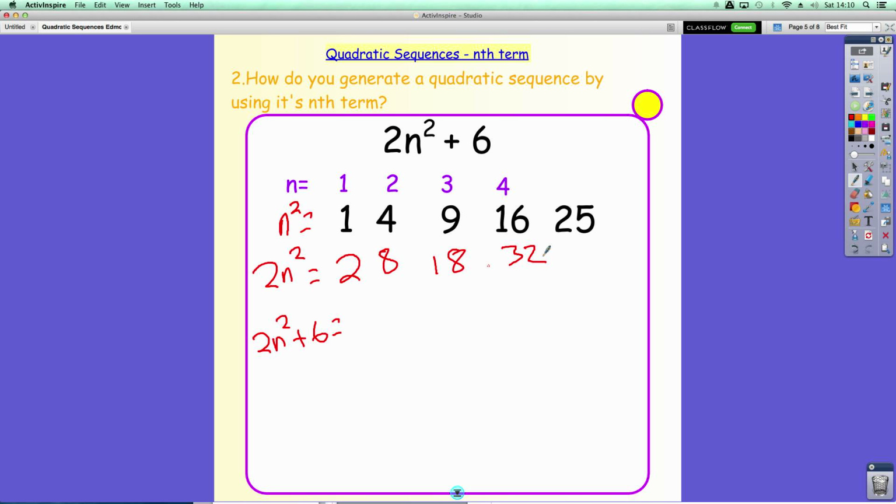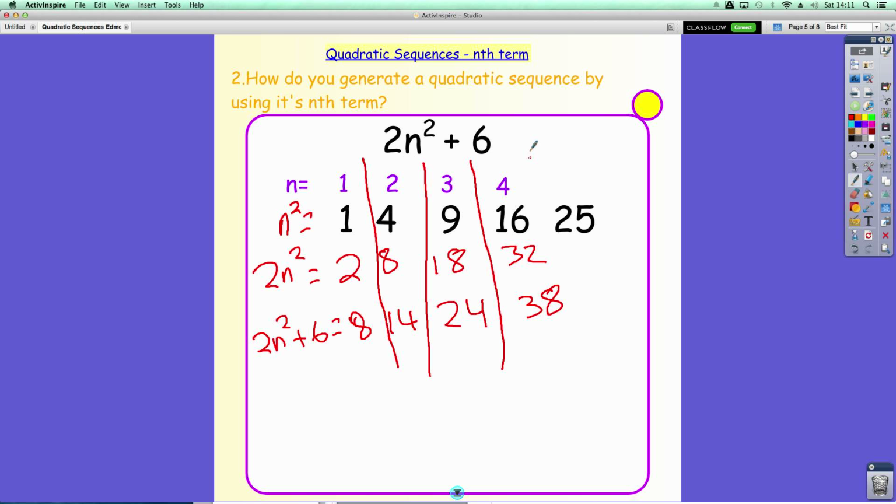would be everything in this row plus 6, and so 2 plus 6, 8, 8 plus 6, 14, 18 plus 6 is 24, 32 plus 6 is 38. I won't compare the differences there, but you can see then that's what happens. So I'm going n squared, then doubling it, then adding 6. So if you're not fairly certain about substitution, this is probably the best way to go. You do it in steps as you go along.